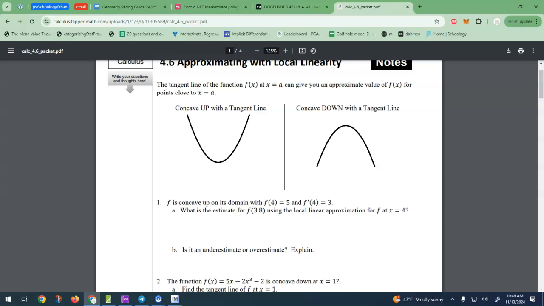But if it's concave down, now it's curving down. Down, if you think of a lowercase n, that's what it looks like. And now is my line going to go over the top or underneath where we're going? Now we're going over the top, right? So now this is an overestimate.